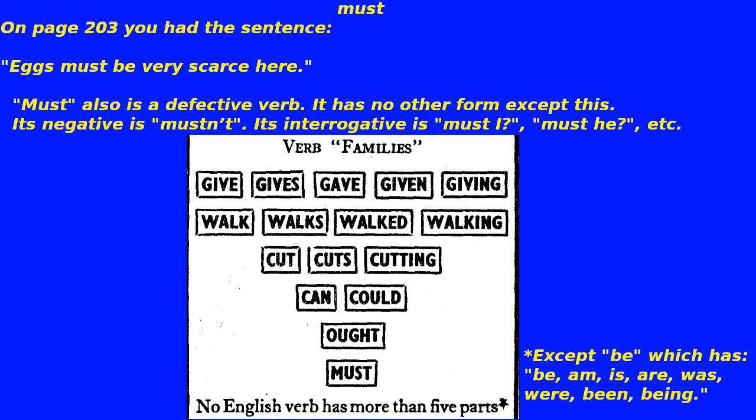Must. On page 203 you had the sentence, eggs must be very scarce here. Must also is a defective verb. It has no other form except this. Its negative is mustn't. Its interrogative is must I, must he, etc. Verb families: give, gives, gave, given, giving; walk, walks, walked, walking; cut, cuts, cutting; can, could, ought, must. No English verb has more than 5 parts, except be, which has be, is, are, was, were, been, being.